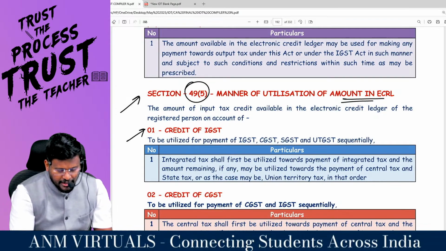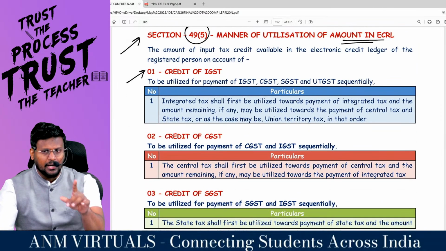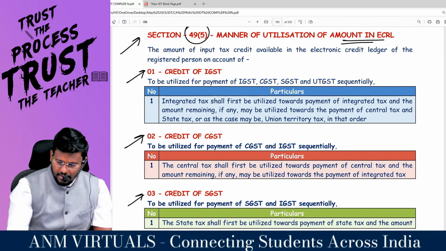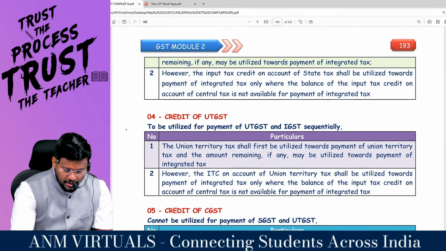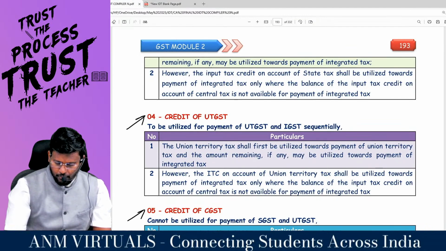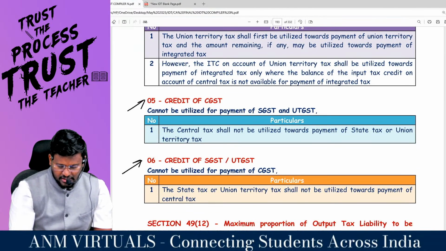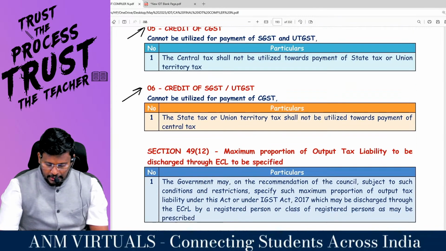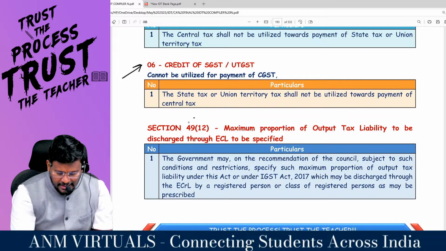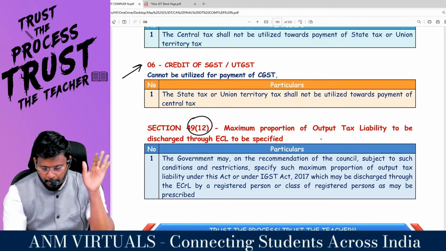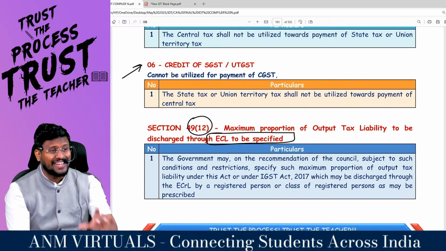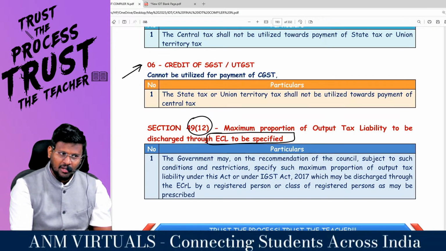Sir, if you are having credit of IGST, against what and all, we have studied, right, sir? Then credit of CGST, then credit of SGST, then credit of UTGST, again CGST and credit of SGST, cross utilization is not possible. Right, sir? Then they are talking about 49 subsection 12, maximum proportion of output tax liability to be discharged through electronic credit ledger, which is 99%.